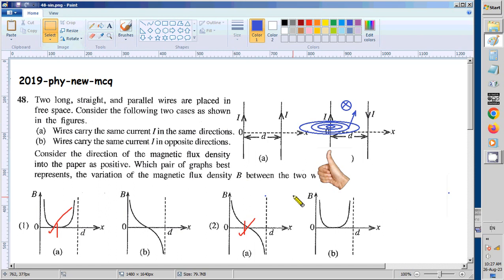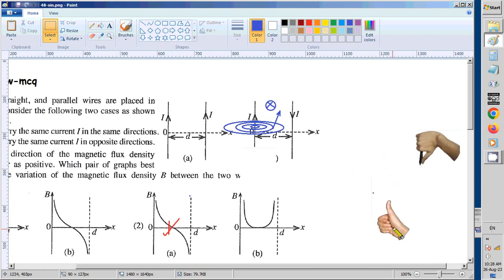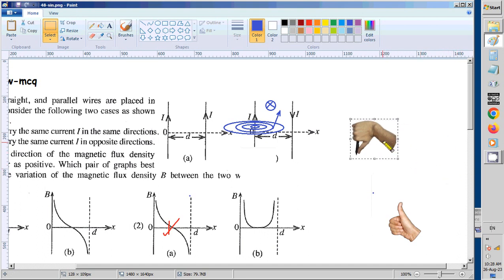Then let's check the right side wire, this one. No, for this one the current is opposite. We can't use the same right hand as before, I have to use another image. The same right hand turned down, like this. Because the direction of current is downwards, you have to turn your thumb downwards. Still this is the right hand.